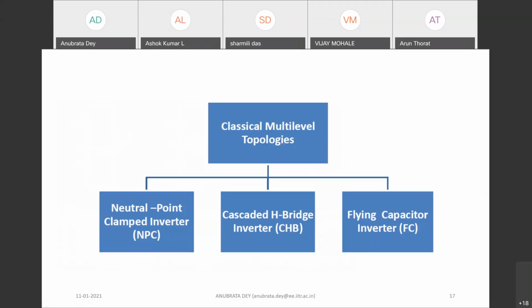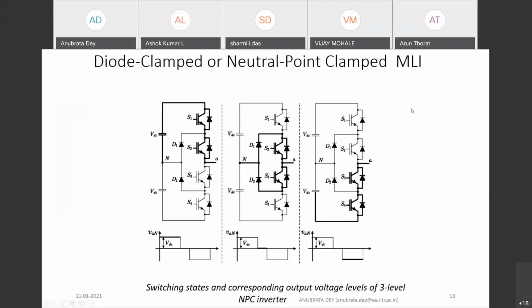So basically, if we try to classify multi-level, as we know, there are three different types: neutral point, cascaded, and flying capacitor. I will not be talking about cascaded H-bridge today, because I thought of explaining three levels, so I'll be sticking to NPC and FC. Cascaded I'll take up in tomorrow's class. So let us take one by one examples of NPC inverters.